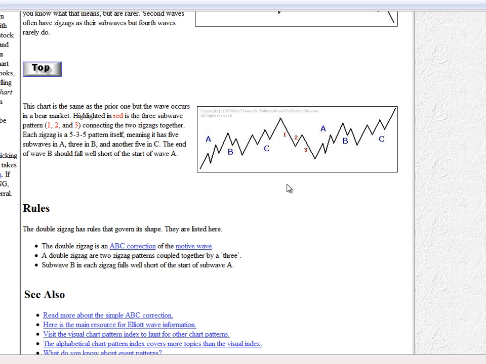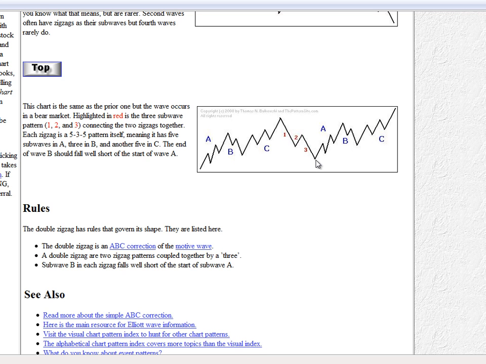We're here looking at the patternsite.com, specifically at the Elliott wave double zigzag pattern. The reason I'm showing you this pattern is because I believe that's exactly what the S&P 500 stock index is tracing out from its third wave low. The double zigzag is simply two zigzags, which are the most common form of correction in Elliott wave analysis, connected by a three-wave connector here.